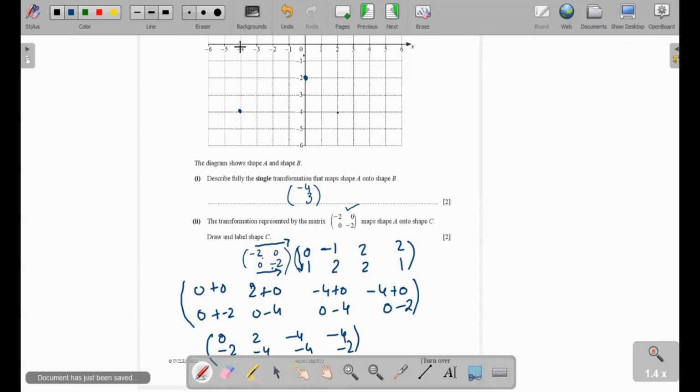This is minus 4. Now we join these points to get the shape, this shape is C. Okay, enlargement, basically it is enlarged.